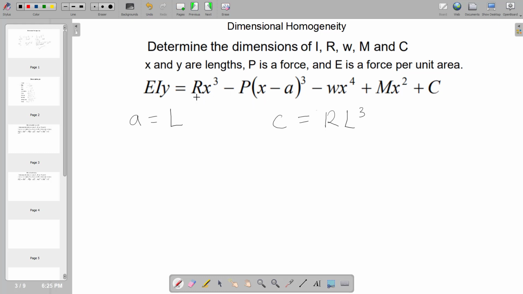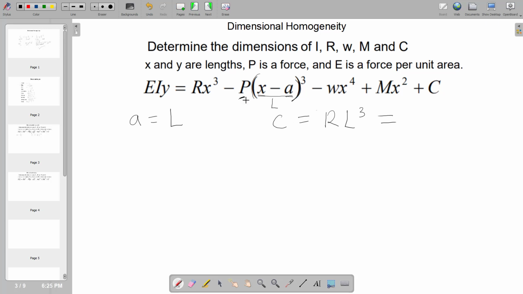If you compare Rx cubed to P multiplying the cube of x minus A, we already know that x and A are lengths, so both x and A have the dimension L. That means that this entire bracket here has a dimension L, because if you subtract a length from a length, you get a length. So this is actually P multiplying L cubed, or a force multiplying L cubed. So we are going to compare our Rx cubed to this force multiplying L cubed. So in fact, our RL cubed has the same dimension as our P.